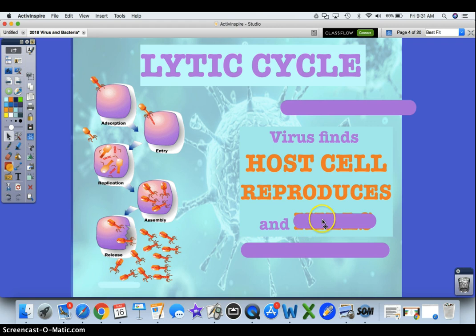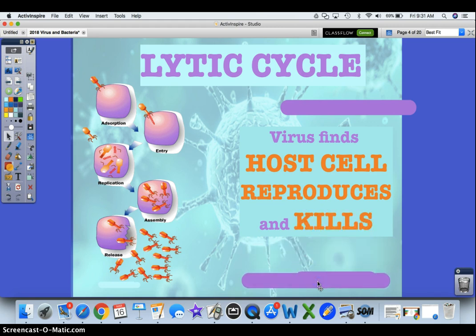So the next thing is reproduce. And then it's going to kill the host cell. So it says virus finds the host cell, reproduces, and kills the host cell. Kills.